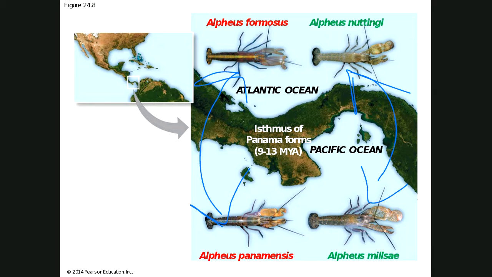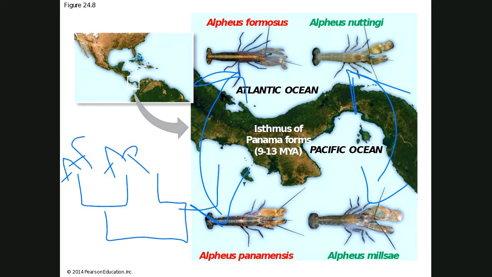So if I could draw this on a family tree, I would say, all right, there's Alpheus formosus, and there's its sister species. And then the other two, the green ones, you see how I'm representing that? They're over here: Alpheus nuttingi and Alpheus millsae. That's what I mean by sister species. They're all closely related to one another, but these two are more closely related than these two are.